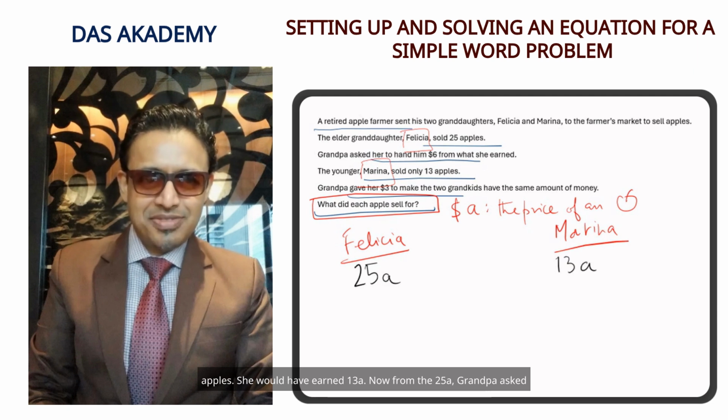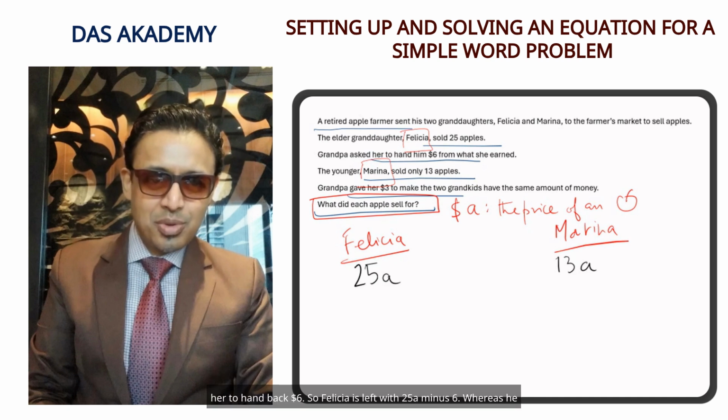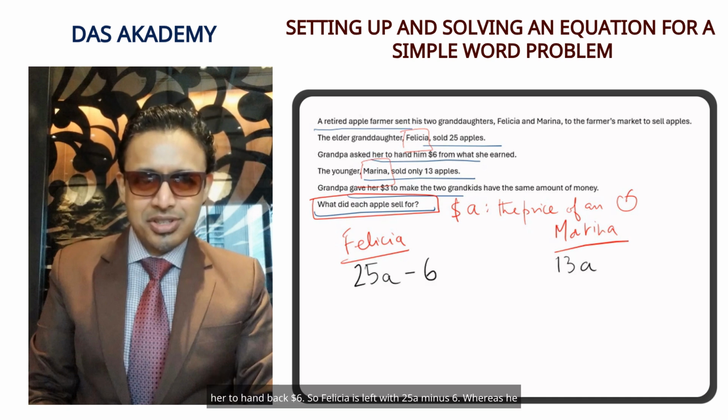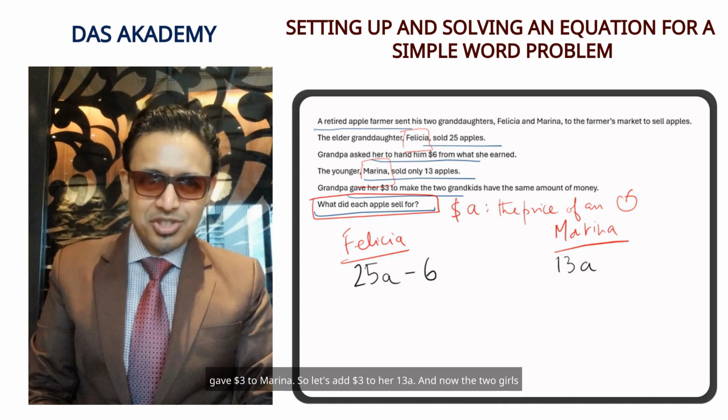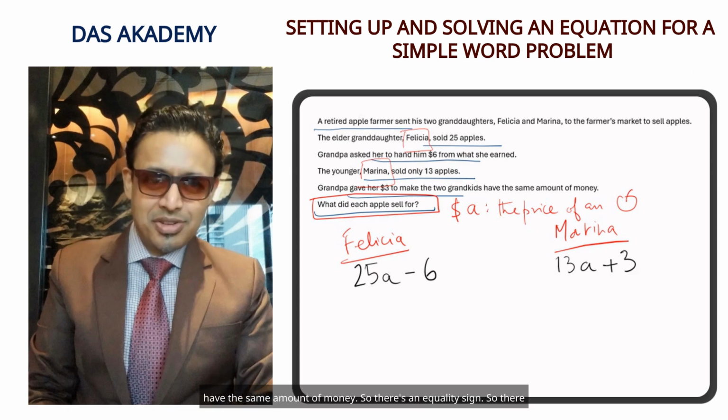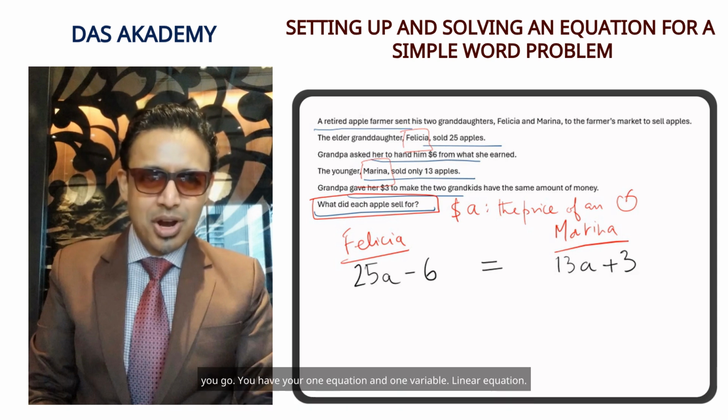Now from the 25A, Grandpa asked her to hand back $6. So Felicia's left with 25A minus 6, whereas he gave $3 to Marina. So let's add $3 to her 13A. And now the two girls have the same amount of money. So there's an equality sign. So there you go. You have your one equation in one variable, a linear equation.